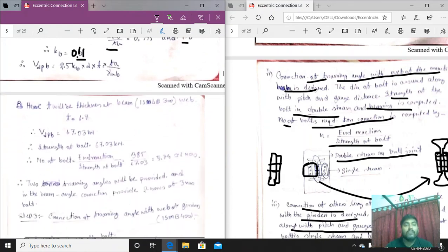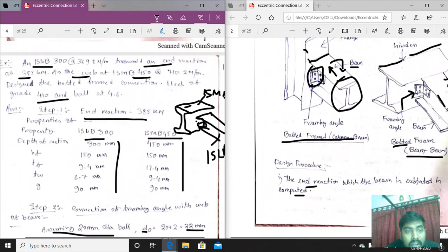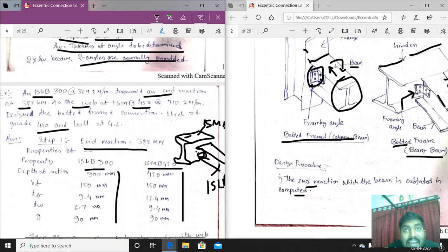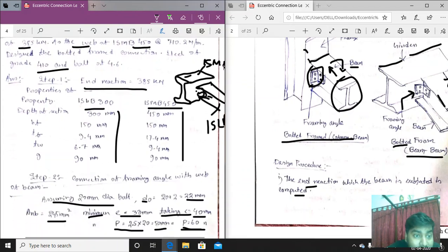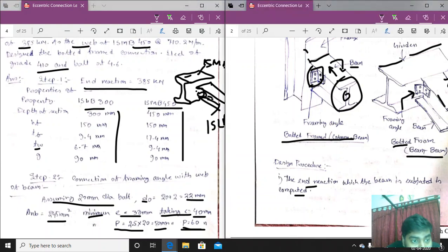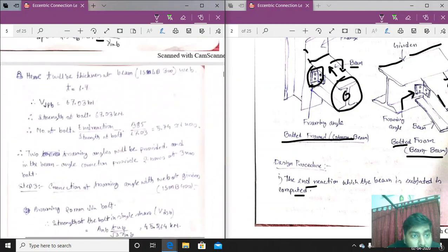Now coming to the t in the formula. Which t is to be taken? We do not know the t of this angle section. We only know the t of this connecting beam, and connecting beam means ISLB 300. For that, the tw, that is the thickness of this web connection, is 6.7. Putting that value here, 6.7, we have got Vnpb as 67.03 kilonewton.